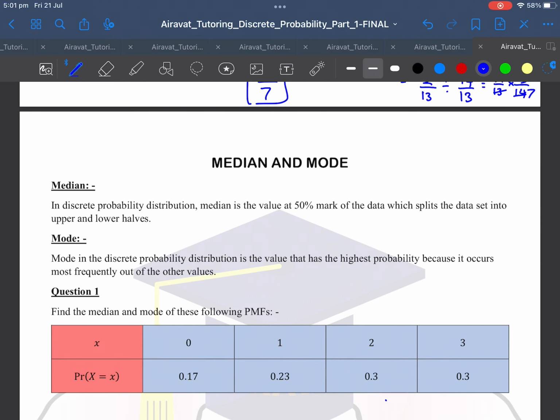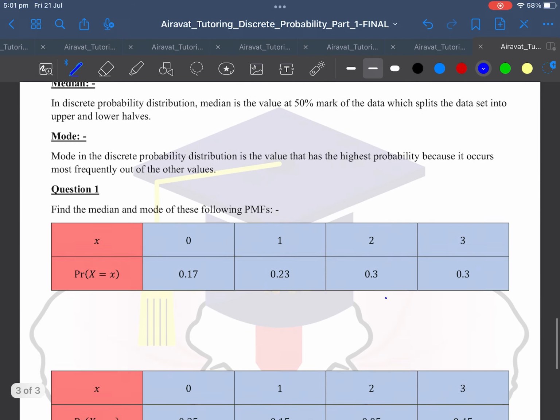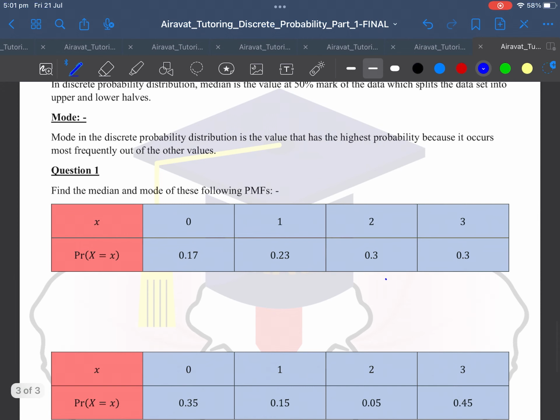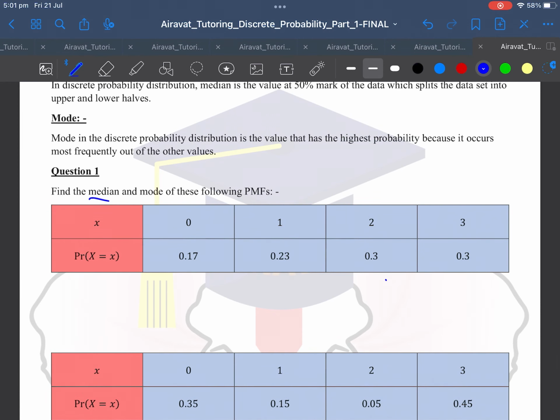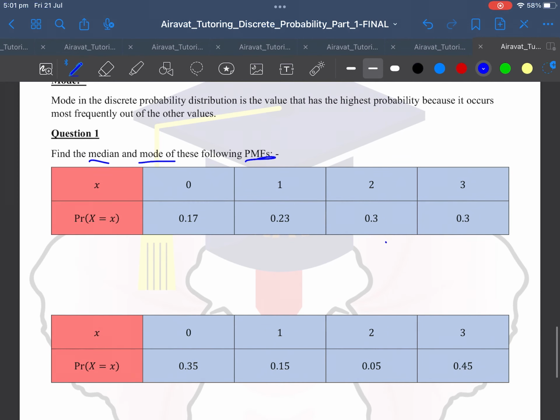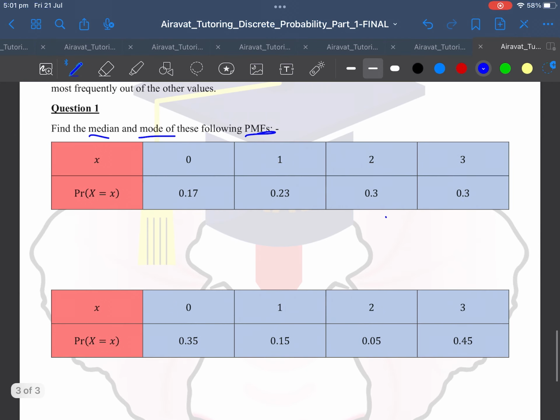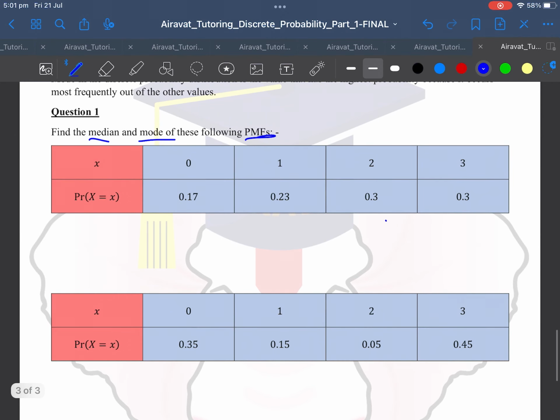Nothing different, but yeah. Alright, let's attempt this question to further strengthen your understanding. So, find median and mode of this following probability mass function. Alright, let's start with the first one. Let's start off with median. So, probability of x equals 0 is going to be 17%. X equals 1 is going to be 23%. 2 is going to be 30%. 3 is going to be 30% again.